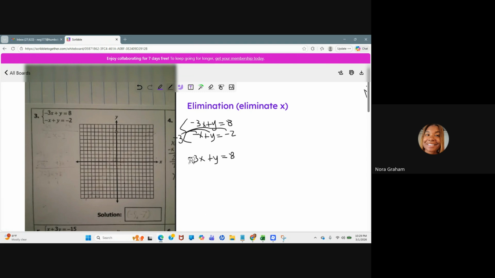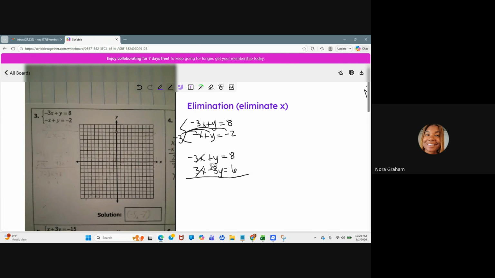All right. And now we're going to distribute that negative 3 to each one. So negative 3 times negative x is going to be 3x. Then negative 3 times y is going to be negative 3y. And then negative 3 times negative 2 is going to be positive 6, because a negative times a negative, they cancel out. Now I can go down and cancel these out. So negative 3x plus positive 3x, that's going to cancel out.